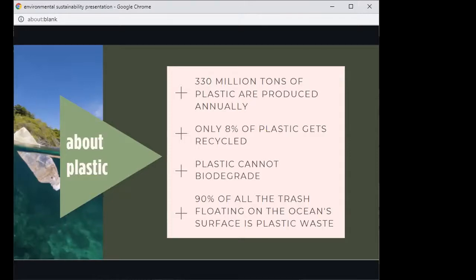So that's not just you and me bringing our plastic to the recycling plant. It's once it gets to the recycling plant, it's not always actually recycled. And that has a lot to do with the types of plastic that we bring in and the types of plastic that a recycling center can handle. But only 8% in total gets recycled.